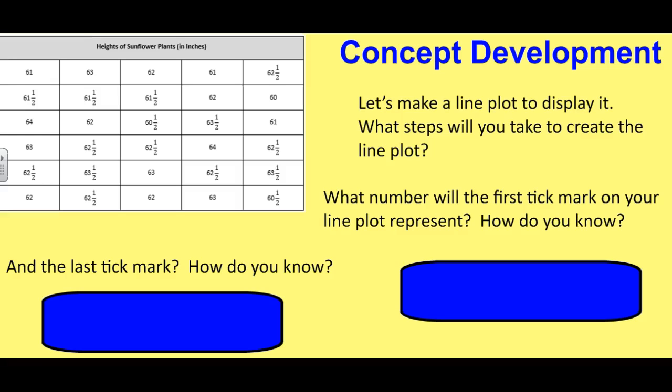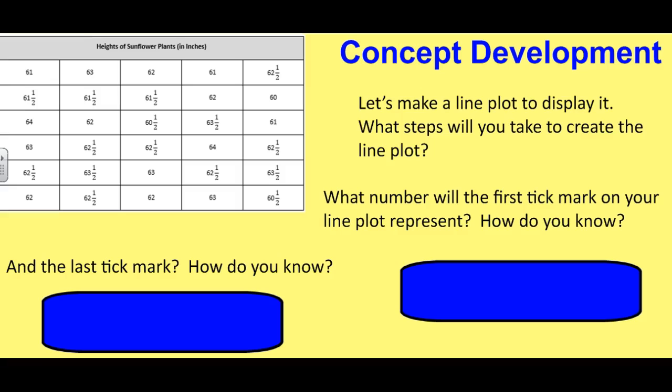Now we're going to start making a line plot to display all of the different heights of the different sunflowers in her garden. We've got to think back to what steps we take to create the line plot. One of the first things we have to do is get a line drawn and figure out what number is going to go for that first tick mark. If you remember, the way that we find the first tick mark is by finding the smallest number in the chart.